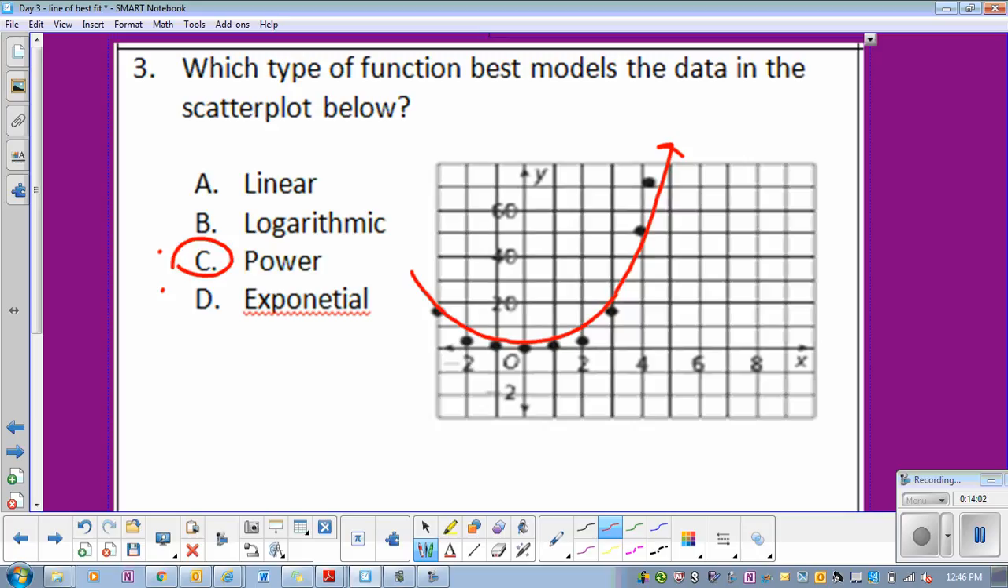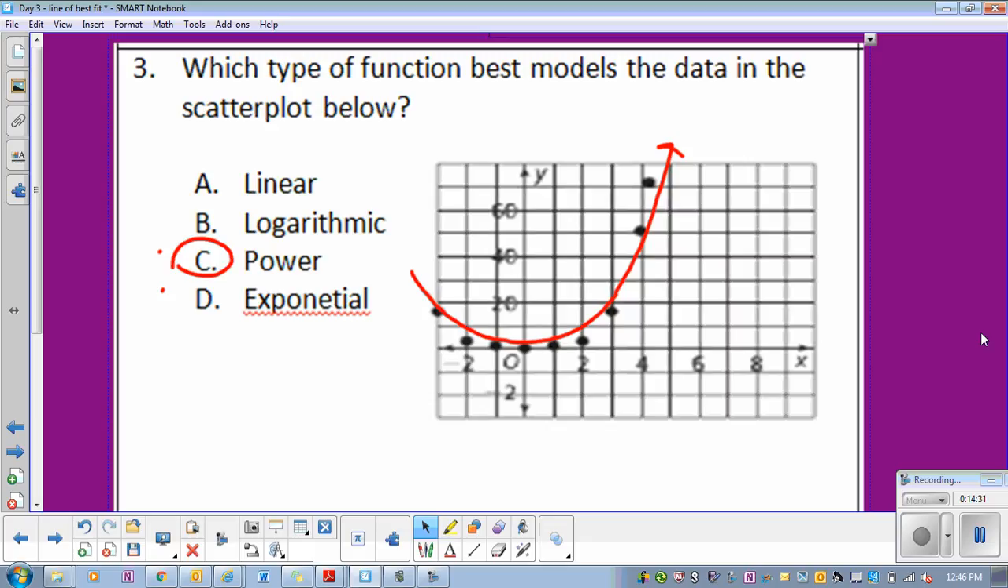Why is it power? Because it's a quadratic. That's why I told you guys to write it down on the side there, for the quadratic and the quartic. It could be either. That's why I was saying, I don't know. They like to use that name too.